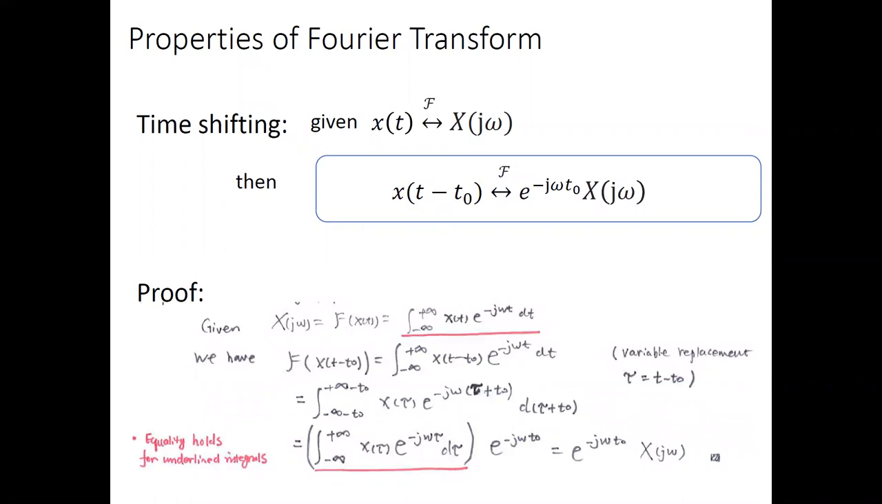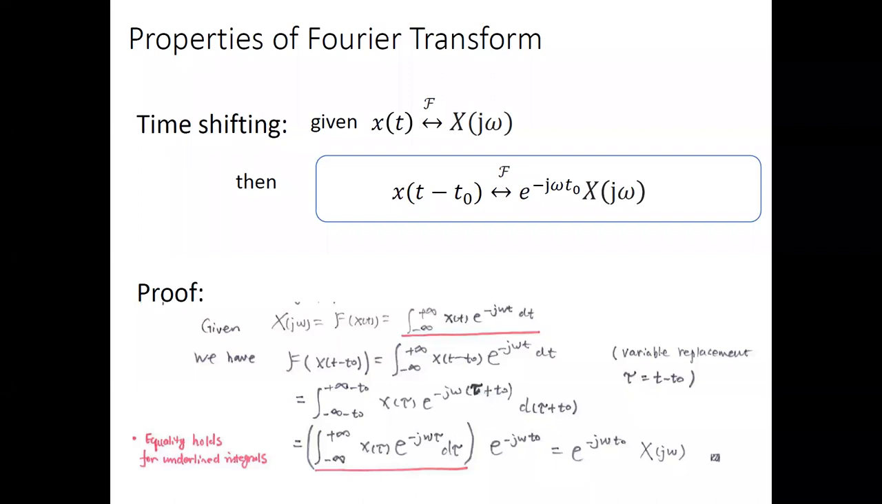Now let's look at the next property, which is associated with time shifting. We have a signal x of t whose Fourier transform is x of j omega. Now we shift it by t zero. We didn't specify whether t zero is positive or negative. It can be either. If t zero is positive, we are shifting it to the right. If t zero is negative, we are shifting to the left.